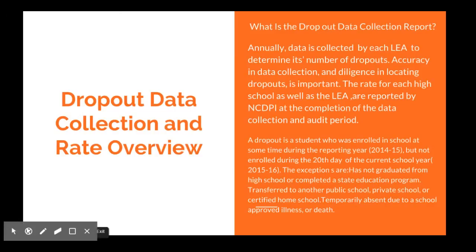In order to understand how the dropout rate is calculated, one needs to understand what a dropout actually is. A dropout is a student who was enrolled in school at some time during the reporting year, which is 2014-15, but not enrolled by the 20th day of the current school year. The exceptions are if a student has graduated from high school or completed a state education program, if a student has transferred to another public school, a private school, or a certified homeschool, and if a student is temporarily absent due to a school-approved illness or a death has occurred.